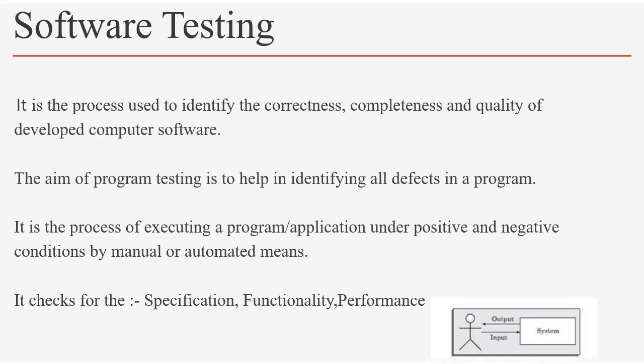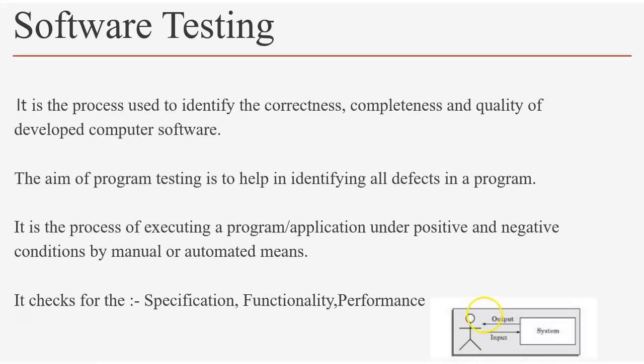The aim of program testing is to help identify all the defects present in the program. For this, we have to compare the output of the particular system. The testing output should be compared with the requirement given by the customer in the SRS, the Software Requirement Specification document. We can see this diagram: the input is given to the developed system and we have to check the output. This output is given as a requirement in the software requirement specification document.